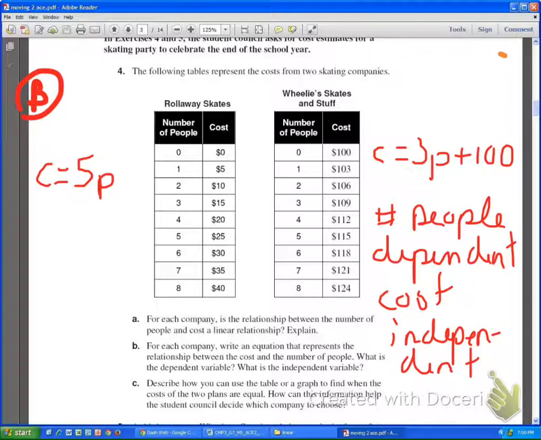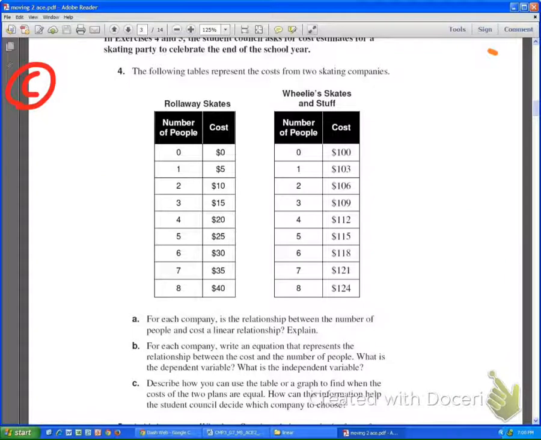Last question. Describe how you can use the table or a graph to find when the cost of the two plans are equal, and how this information can help the student council decide which company to choose. If you were using the table, you'd have to extend the table out. So right now you have 8 people. You'd have to keep adding $5 and extend this table out. And here you'd have to keep adding $3.